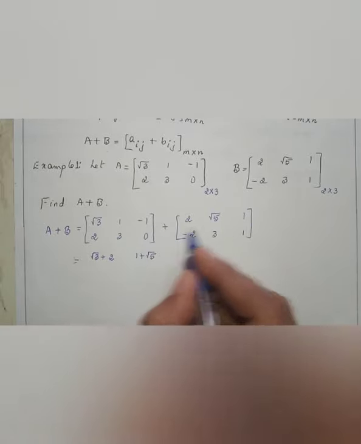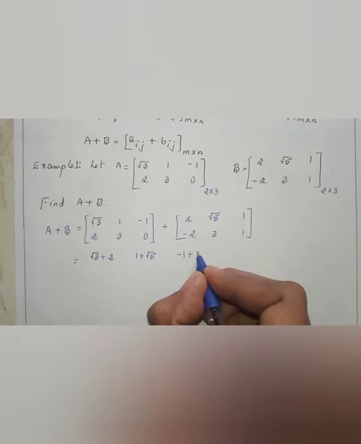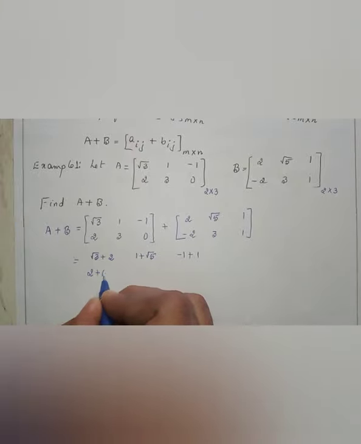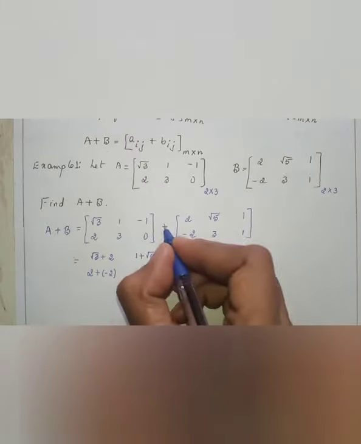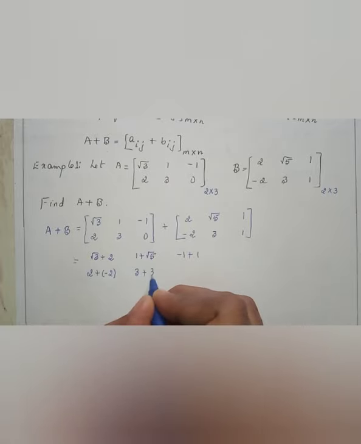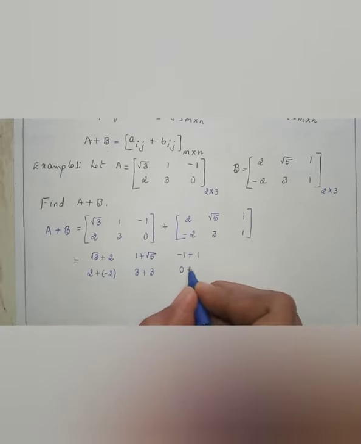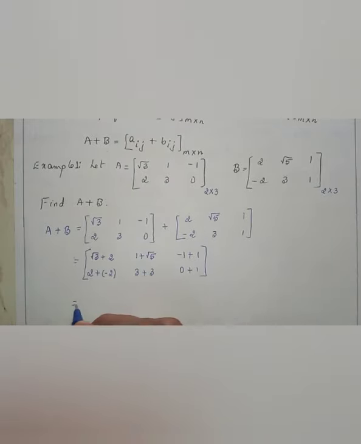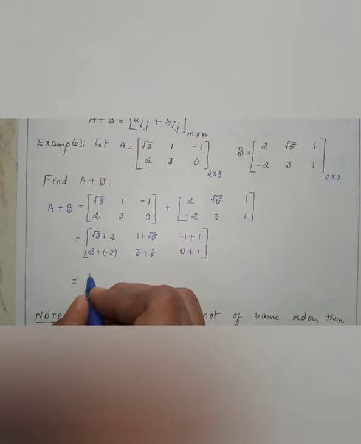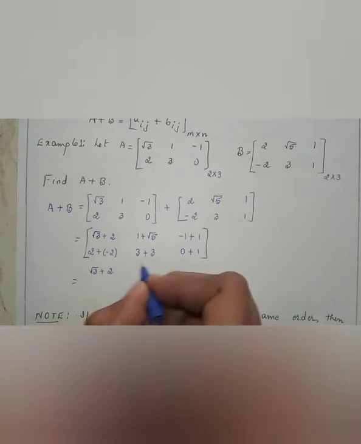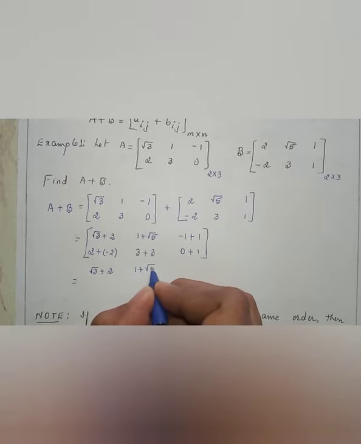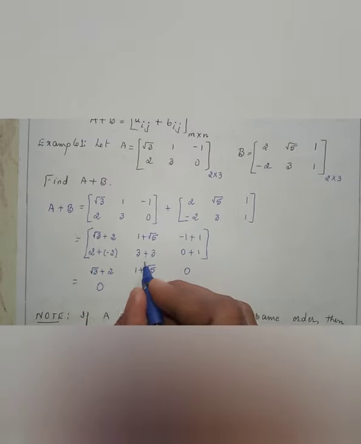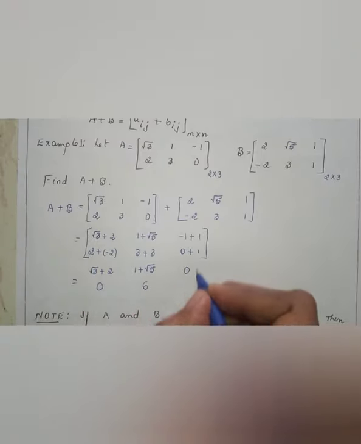Then minus 1 plus 1. 2 plus minus 2. 3 plus 3. Then 0 plus 1. So we are adding the corresponding entries. Therefore, the final answer is root 3 plus 2, 1 plus root 5, minus 1 plus 1 is 0, 2 minus 2 is 0, 3 plus 3 is 6, 0 plus 1 is 1.